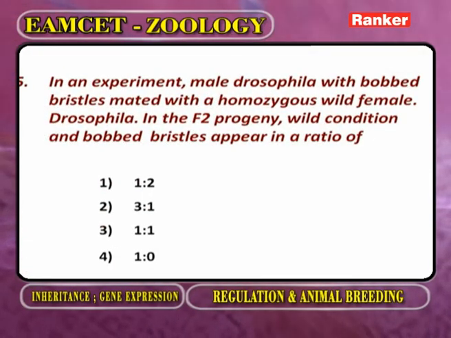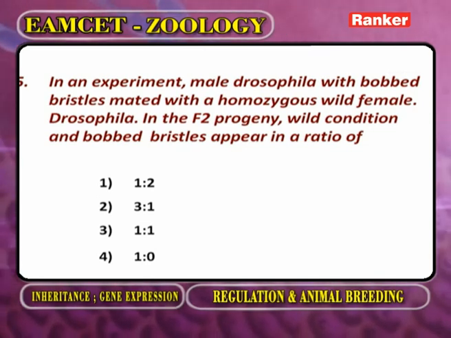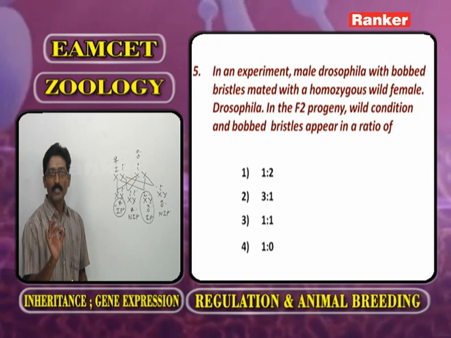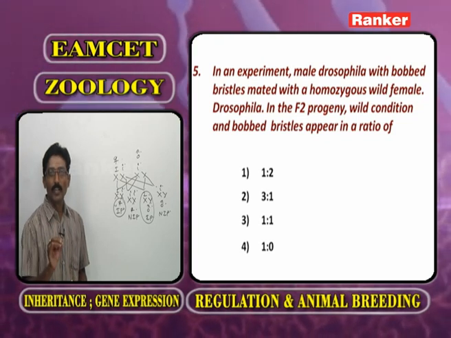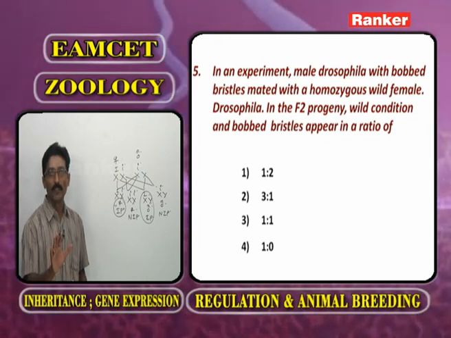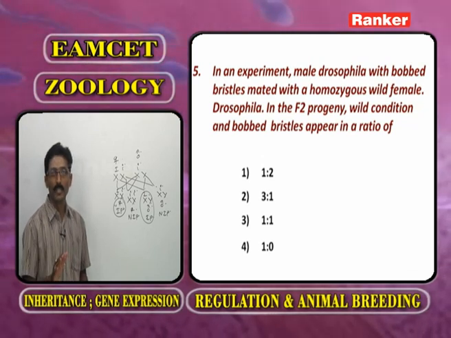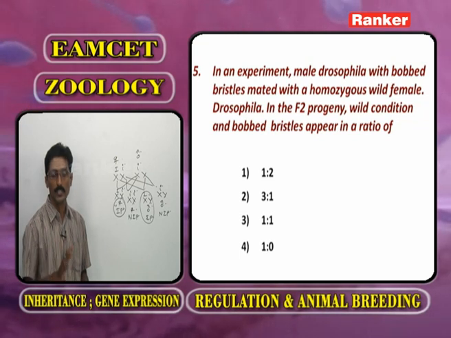In an experiment, male Drosophila, here male Drosophila with bobbed bristles. What is meant by bobbed bristles? Bobbed bristles are short. What is meant by Drosophila? It is a type of fly, commonly known as fruit fly. Scientific name is Drosophila melanogaster.